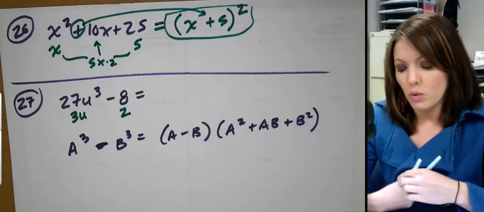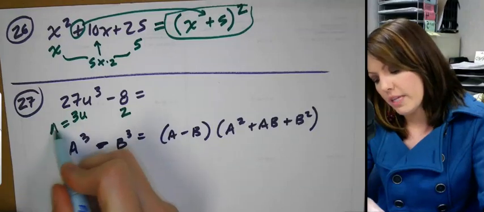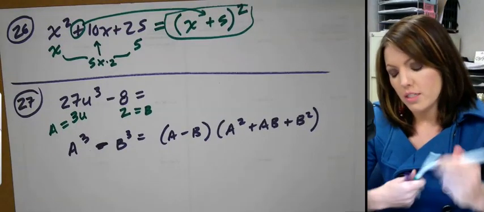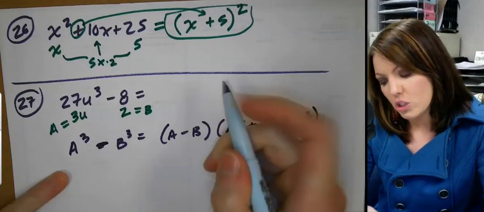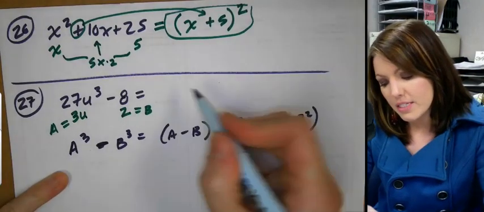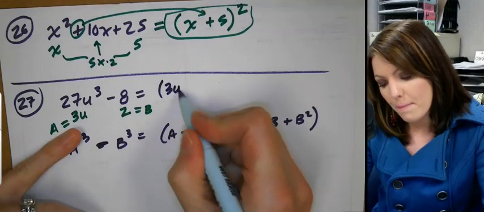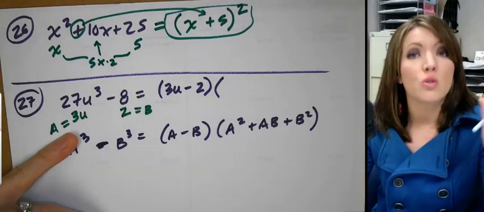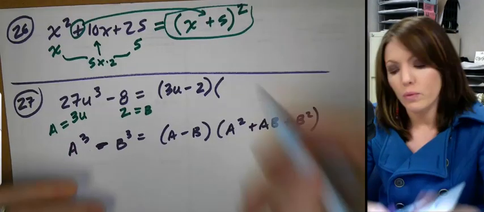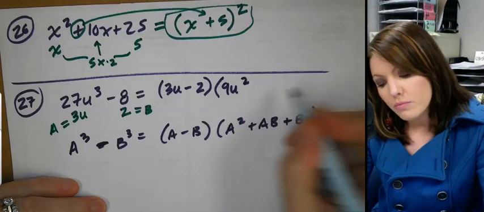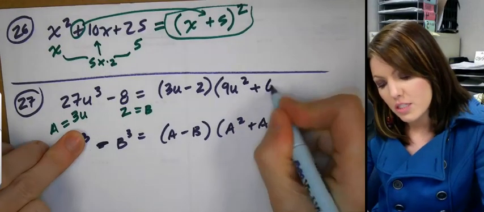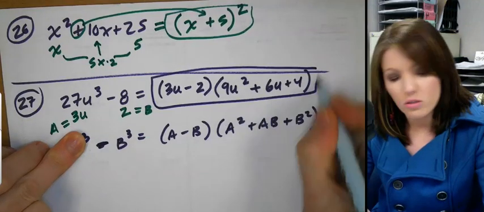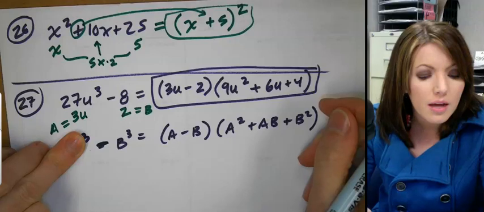So we're going to take 3u, plug that in for a, 2, plug that in for b everywhere in this expression. So 27u cubed minus 8 is the same thing as 3u minus 2 times 3u squared. If we think about 3u in parentheses and square it, we get 9u squared plus 3u times 2 is 6u plus b squared or 2 squared is 4. So that's how that one factors, and that looks like option B.